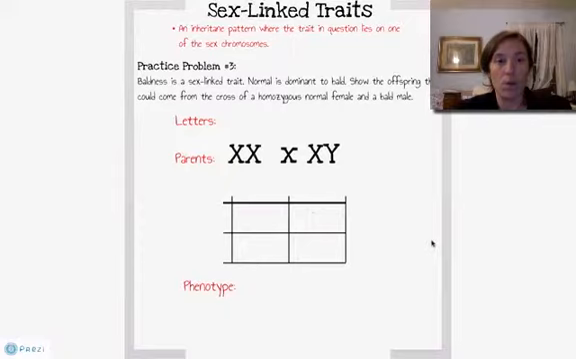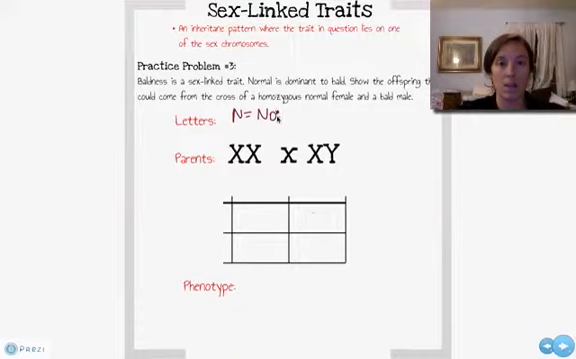Okay, so we need to figure out our letters. So we know baldness is sex-linked and recessive, and that means that normal is going to be the dominant. So I'm going to give big N is normal, and that means that little n is bald. Okay, and again, our cross is a homozygous normal female. So I'm going to put a big N there and a big N there.